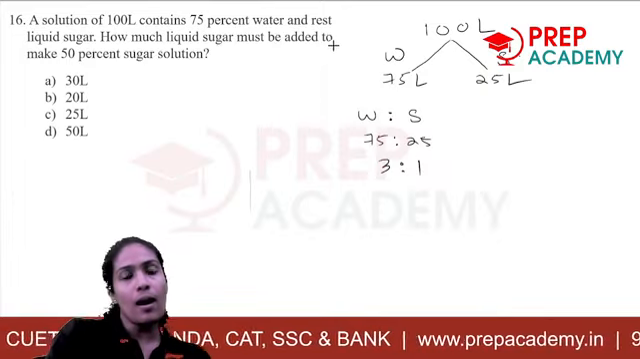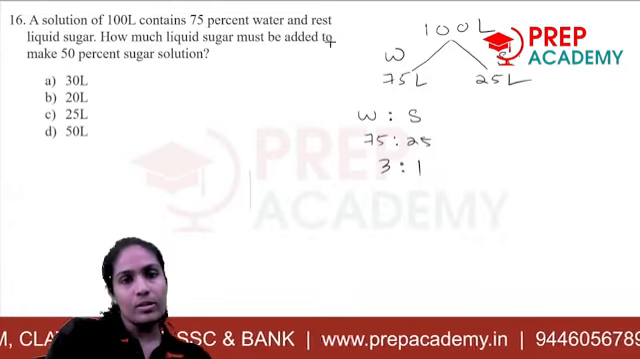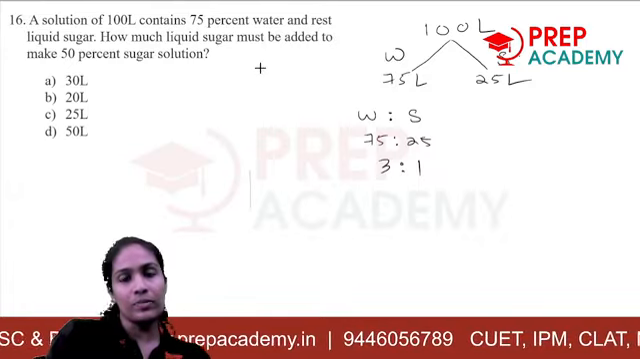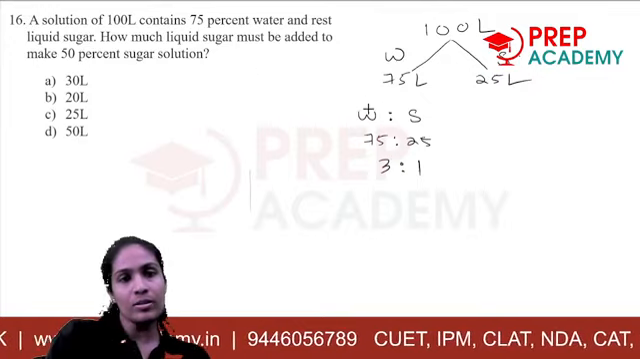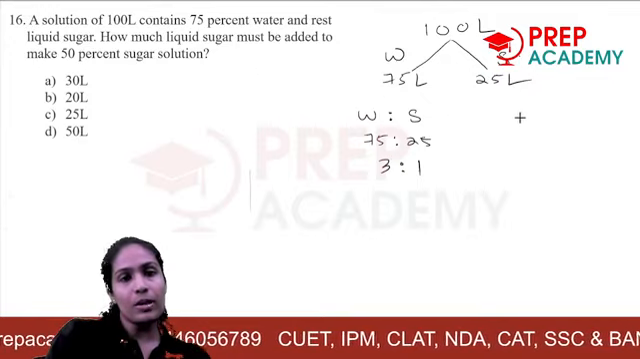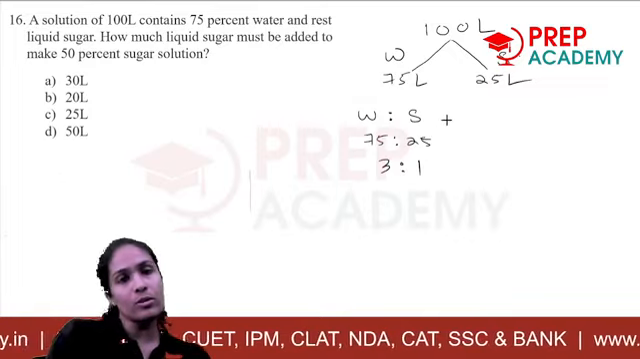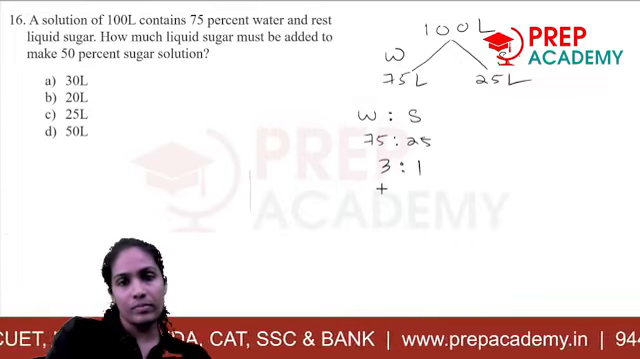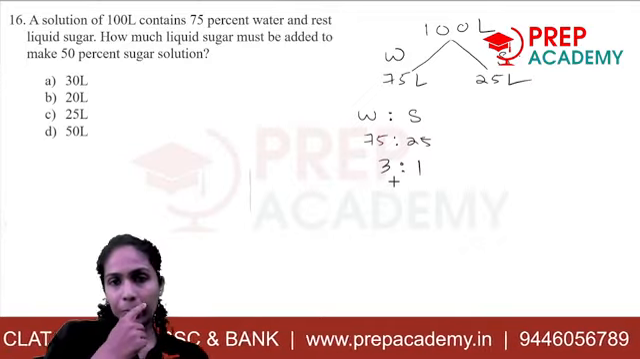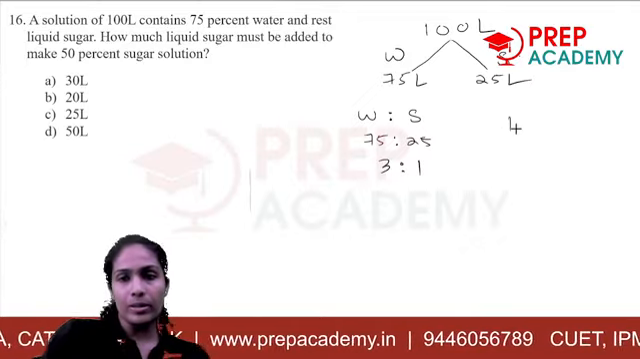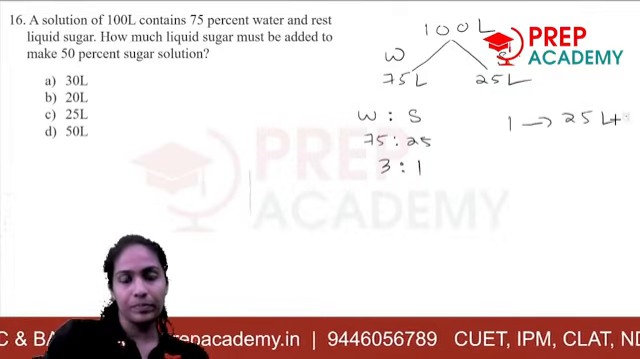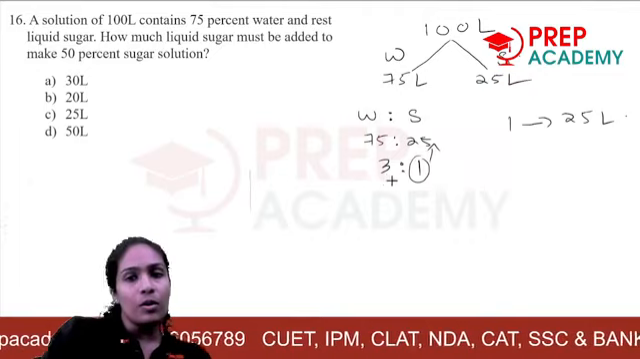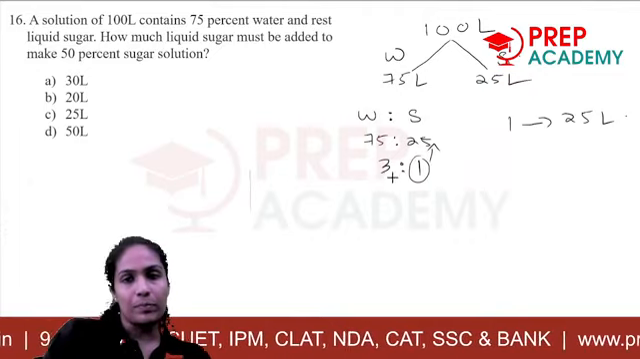The question is how much liquid sugar must be added to make 50% sugar solution. 50% sugar solution means the ratio of water to the sugar solution must be 1 to 1. Here 1 represents 25 liter. This 1 is corresponding to the 25 liter. So the ratio should be 1 to 1.